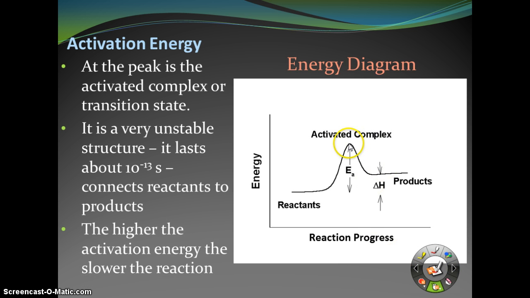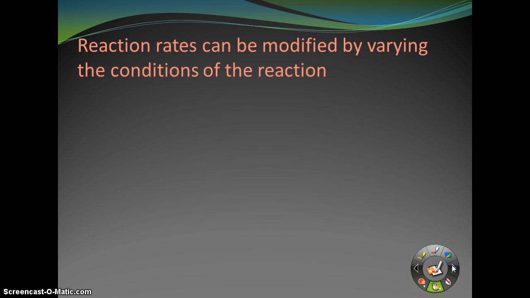So the higher the activation energy, the slower the reaction is going to go. Think of it as trying to ride a bike over a little bump or a giant mountain. It's going to take you less energy to get over the little bump than it is up and over a giant mountain. So same thing here. The higher the activation energy, the more energy is going to be required for that reaction to go.